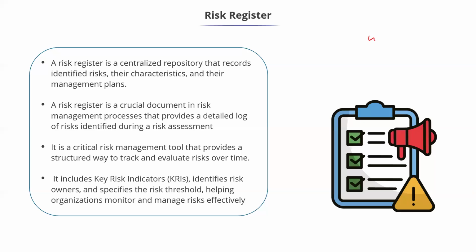So now I'm coming to the theory, risk register. The risk register is a centralized repository that records identified risks, their characteristics, and management plans. So you have seen in the sheet which I showcased to you, it has risk, their attributes, likelihood, impact, and their management plan. It's a crucial document in the risk management process that provides detailed logs of risks identified during the risk assessment.